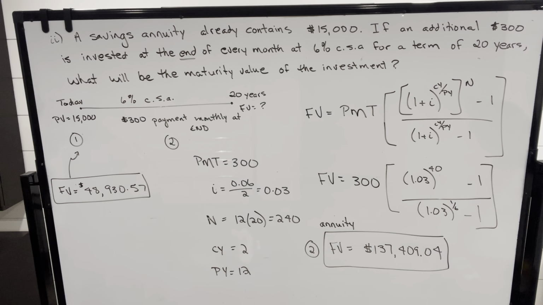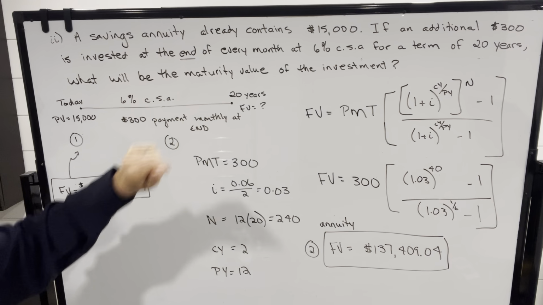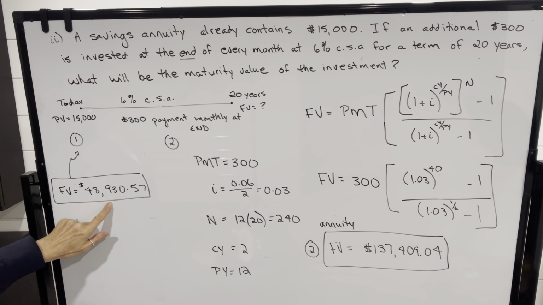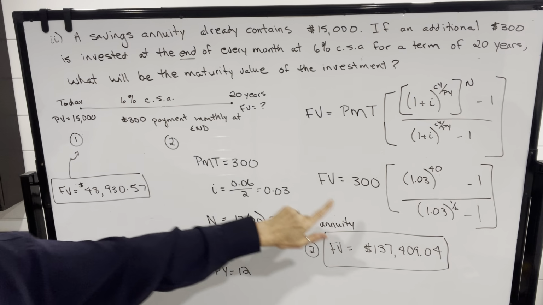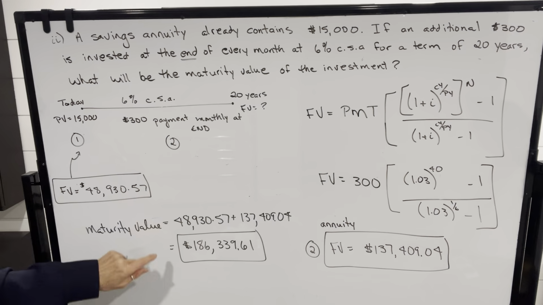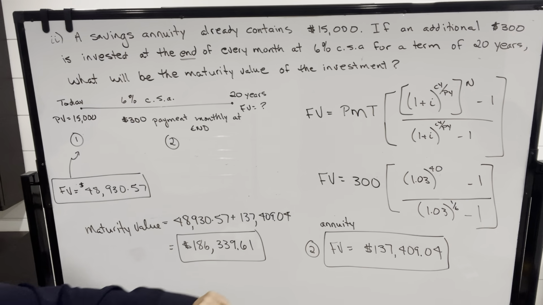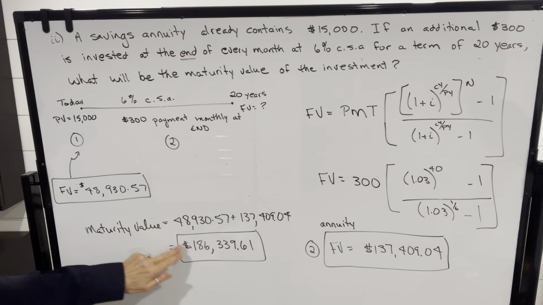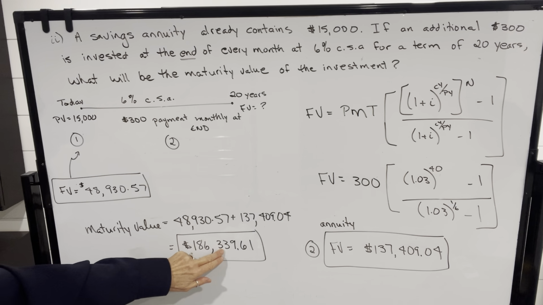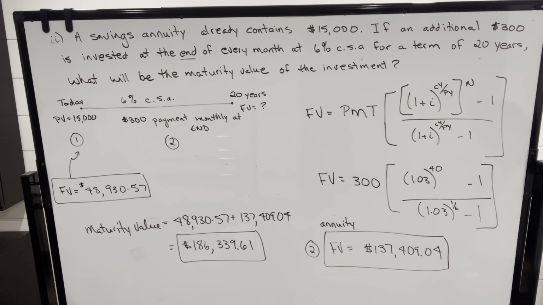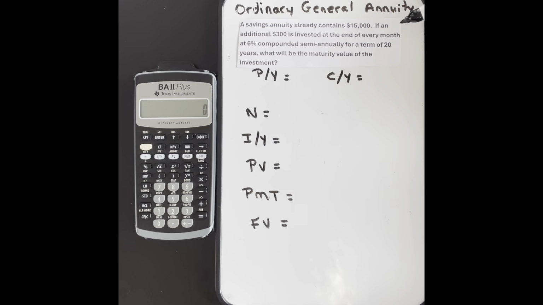Now let's find the total future value, or the maturity value, of the investment by adding the future value of the $15,000 as well as the future value of the annuity. When we add these two values, we get a total future value, or a maturity value, of $186,339.61.